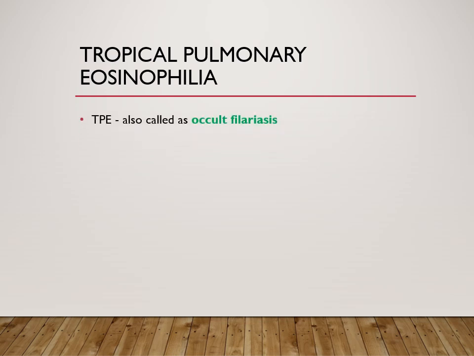Now, what is tropical pulmonary eosinophilia? Basically, you can see the term eosinophilia. Usually in parasitic infections, you will notice a raised eosinophil count, and pulmonary means the lung is involved. Tropical pulmonary eosinophilia is also known as occult filariasis. That means when you test the patient for filariasis, you will not find the pathogen there. Therefore, it is said to be occult filariasis.